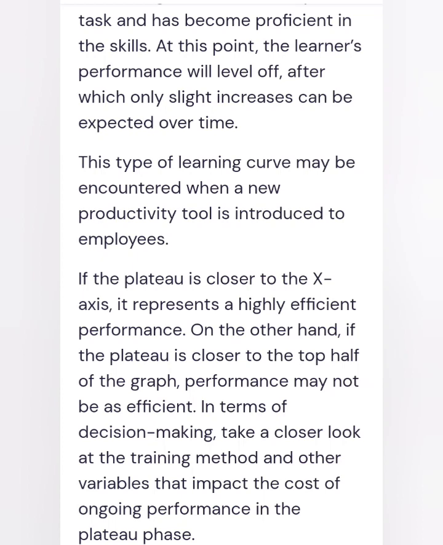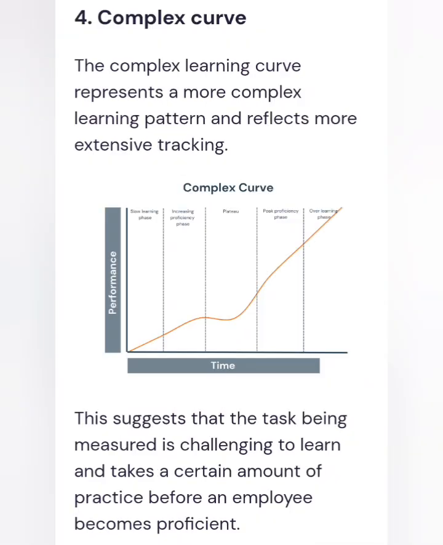If the plateau is closer to the x axis, it represents a highly efficient performance. On the other hand, if the plateau is closer to the top half of the graph, performance may not be as efficient. In terms of decision making, take a closer look at the training method and other variables that impact the cost of ongoing performance in the plateau phase. The next one is complex curve.